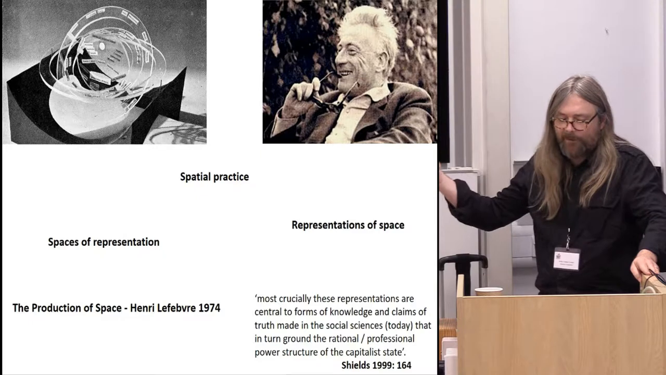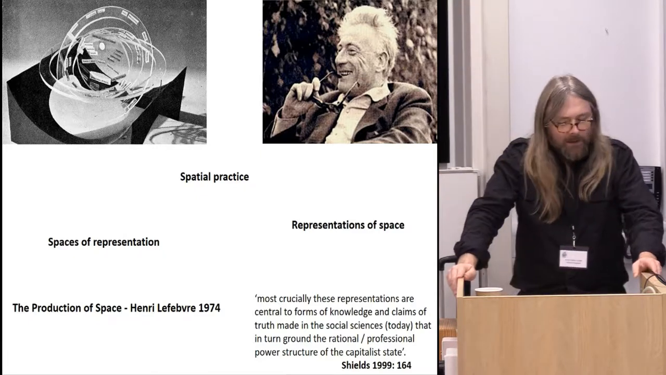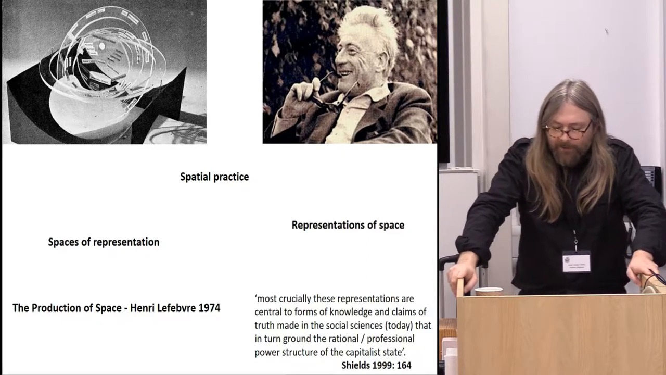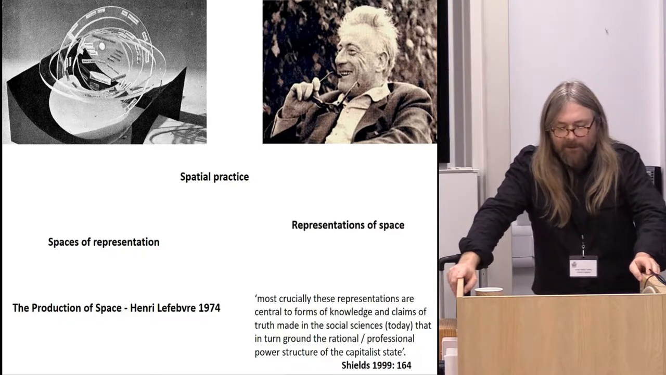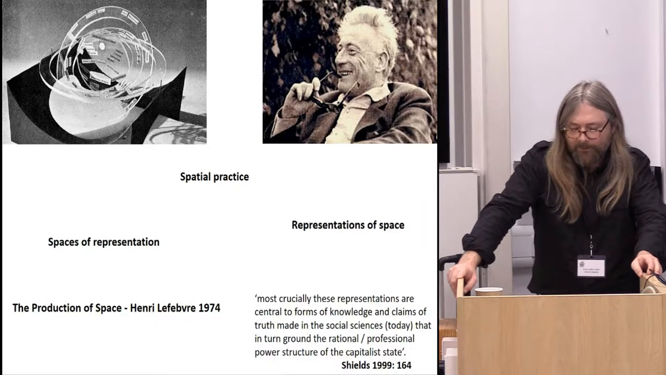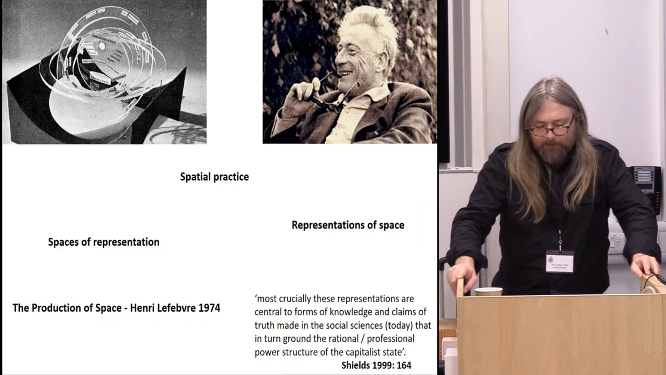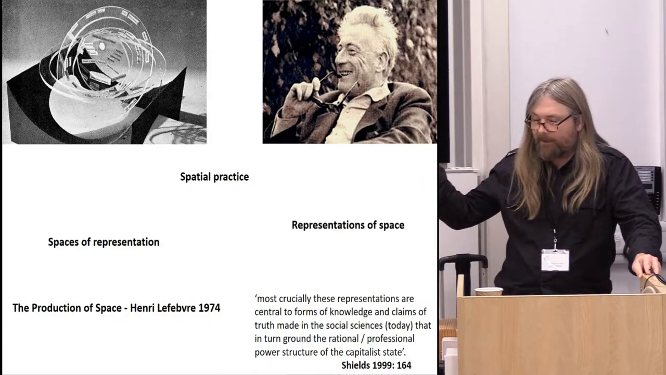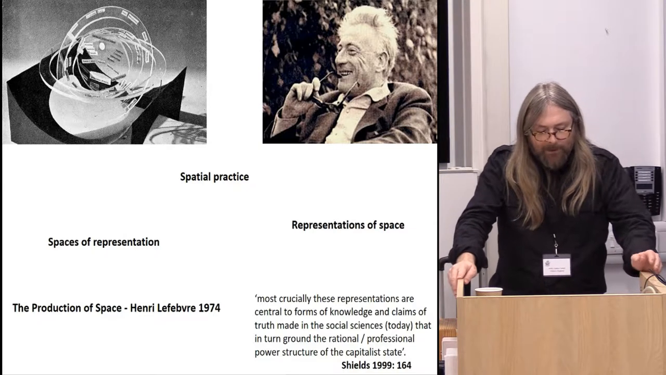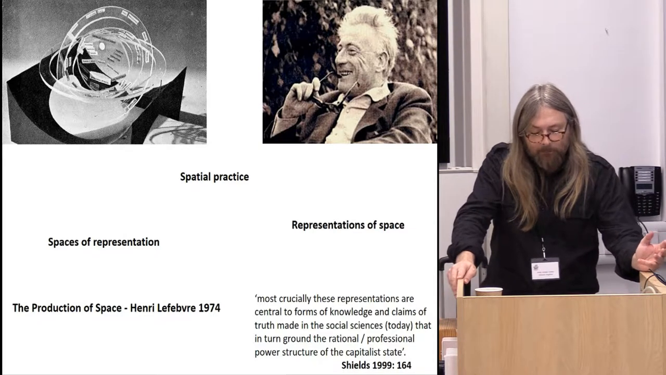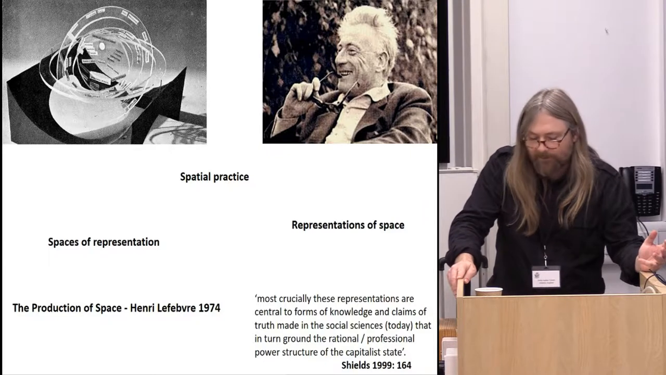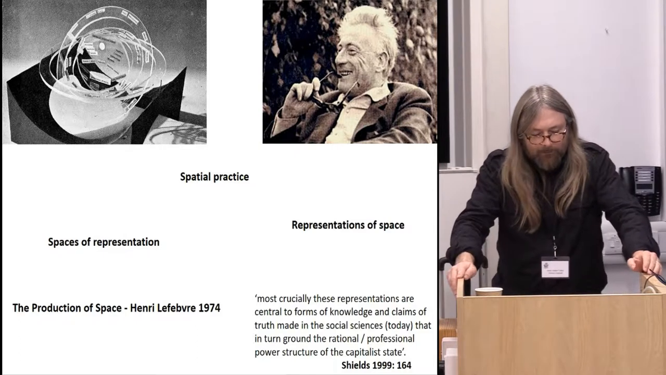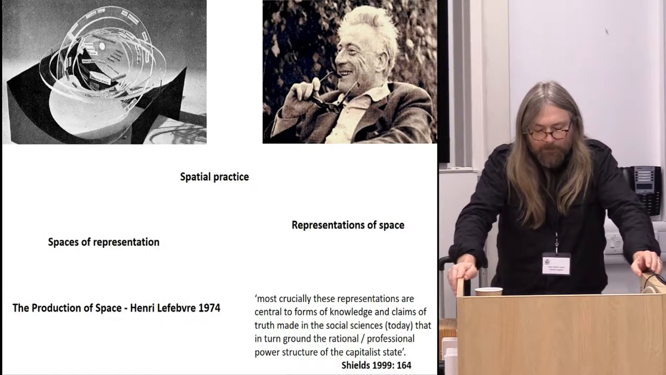Then you have representations of space, which is the space of knowledge, signs and codes, for which a society's relations of production and the order imposed by those relations reproduces itself. This consists of maps and plans, information in pictures and signs. It's the space conceived of by the architect and town planner, the scientist and social scientist. It is space portrayed in GIS. It is space measured and quantified and plotted.